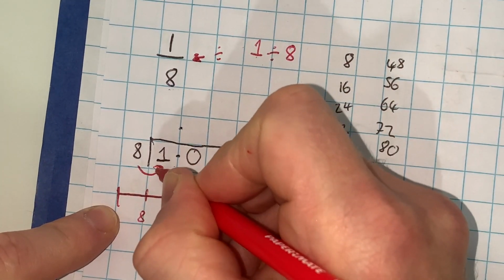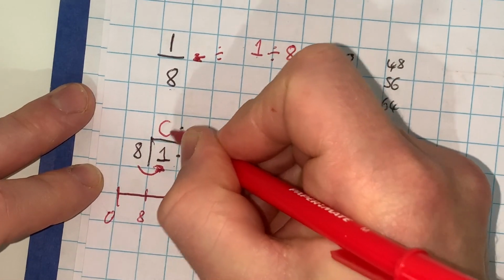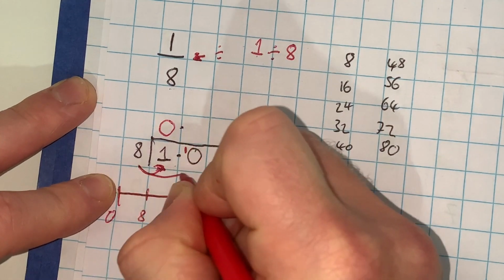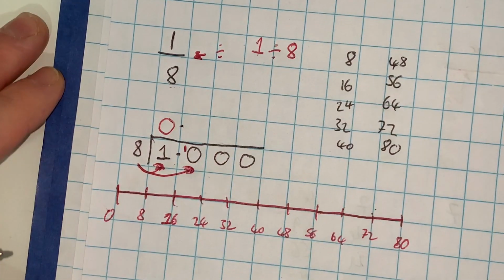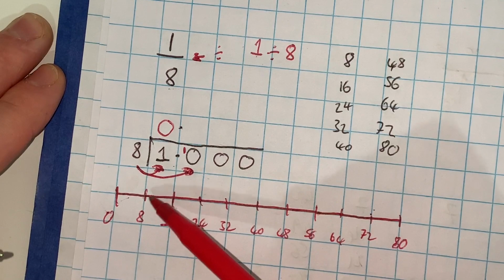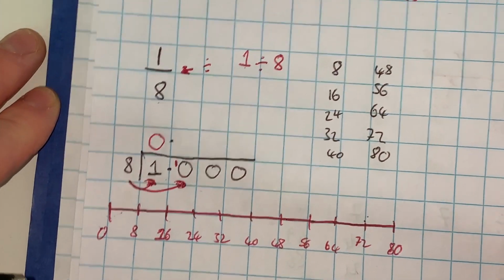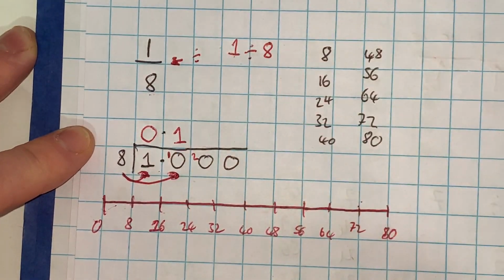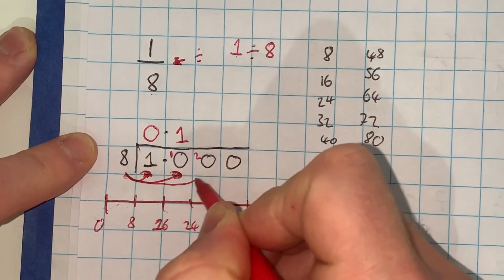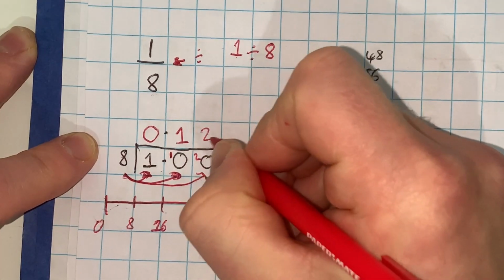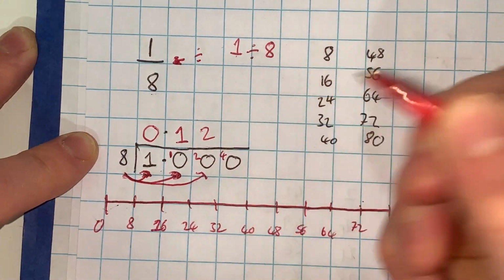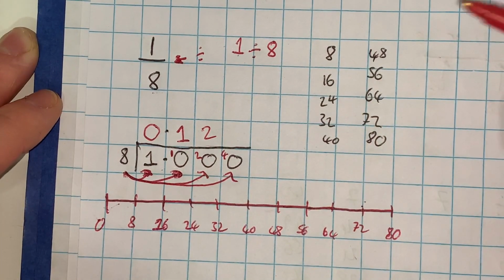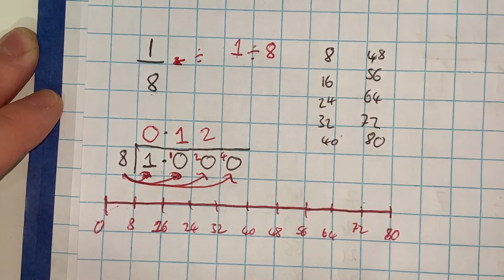8 doesn't fit into 1, so I've got to put a 0 and carry the 1 because I haven't used it, so there's nothing new there. Then I'm going to see how many 8s fit into 10. So 10 would be right here, so we know 1 8 would fit into 10, with 2 left over. Then I'm going to see how many 8s fit into 20, which would be 2 of them, with 4 left over. And I'm then going to see how many 8s fit into 40, which is 5 times.